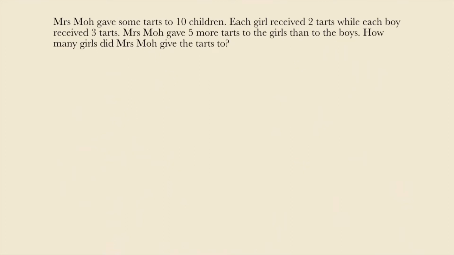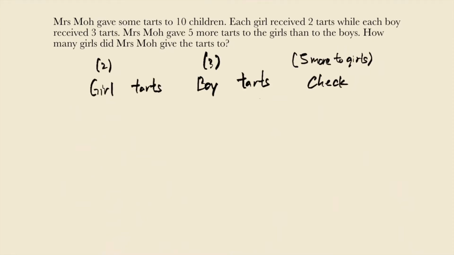Mrs. Mo gave some tarts to 10 children. Each girl received this, each boy received this. Now, this is slightly different. They are not telling you the total, right? They said 5 more to girls than to boys. So the table looks slightly different now.